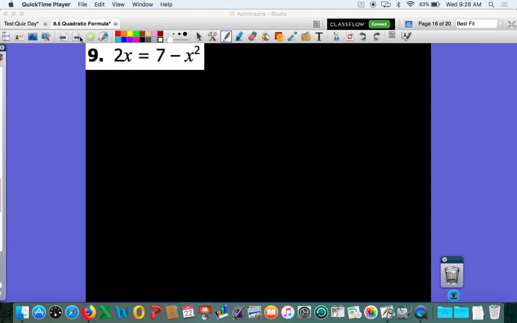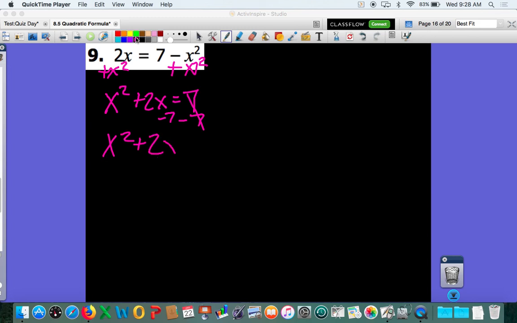Alright, so let's look at number 9. Number 9 is also not in standard form, so let's get it in standard form. To do that, we need to make our x squared positive. Okay, so add x squared on both sides. When I add x squared on both sides, I get x squared plus 2x equals 7. I'm still not in standard form because this equals 7, so subtract 7. So now I have x squared plus 2x minus 7, and that equals 0.